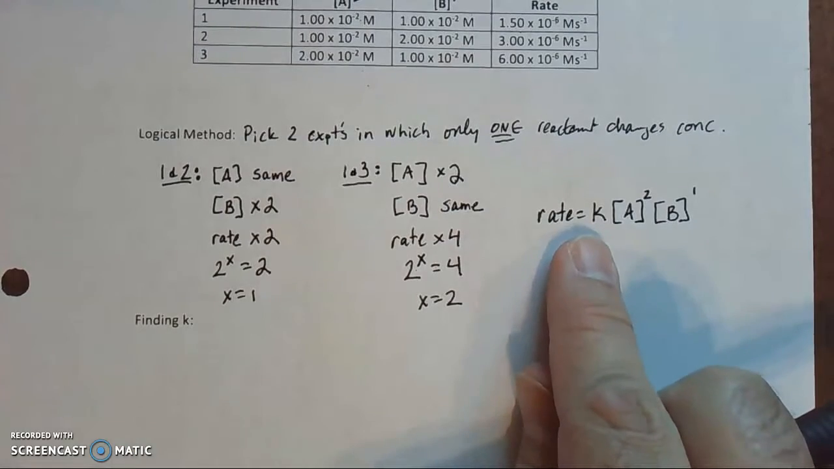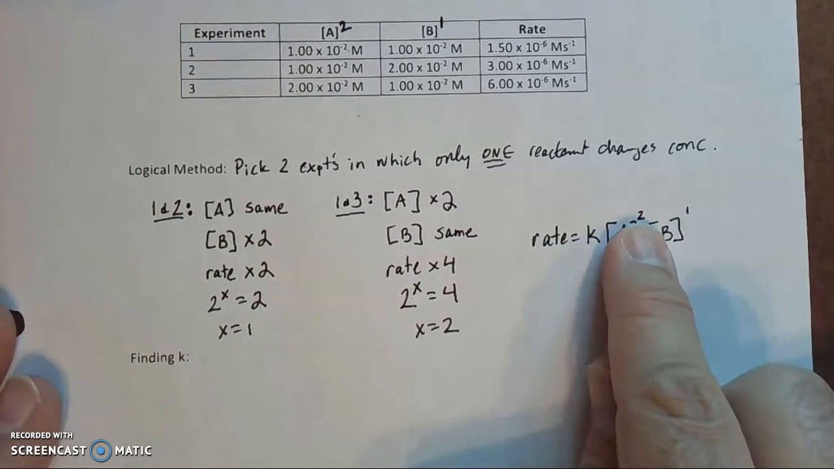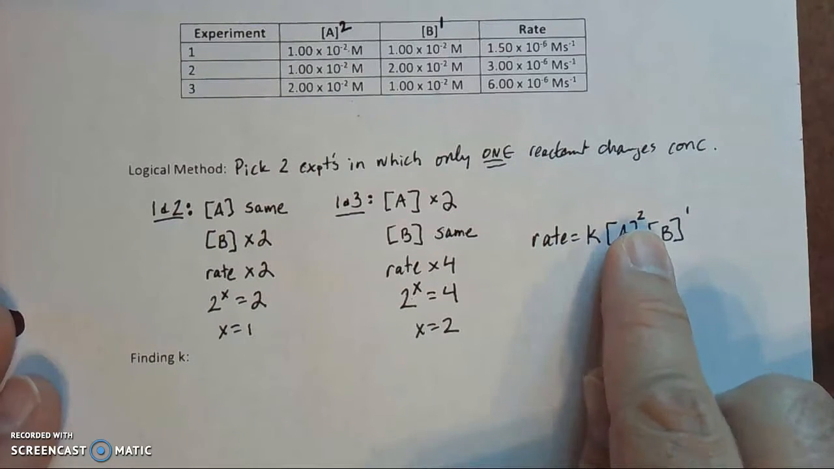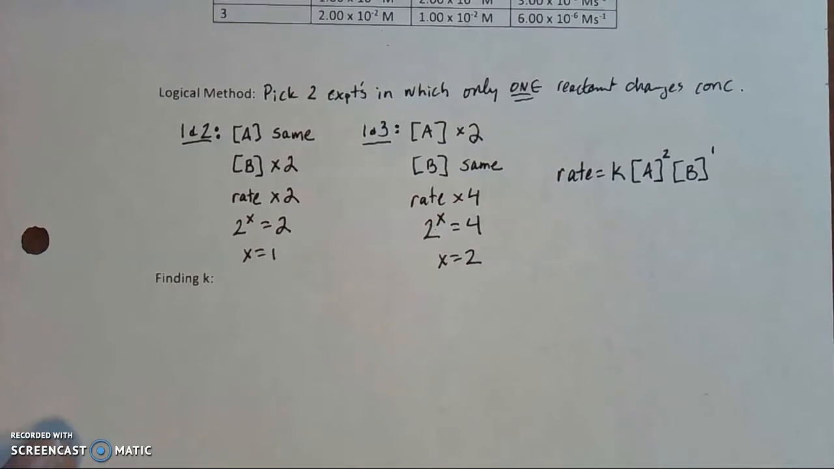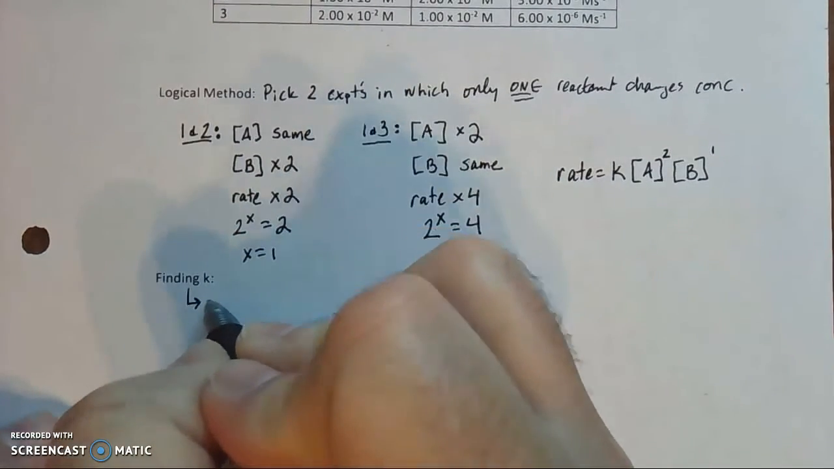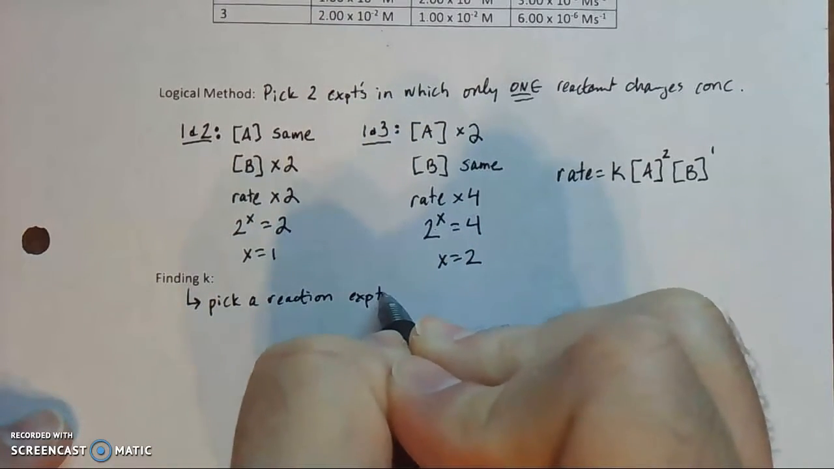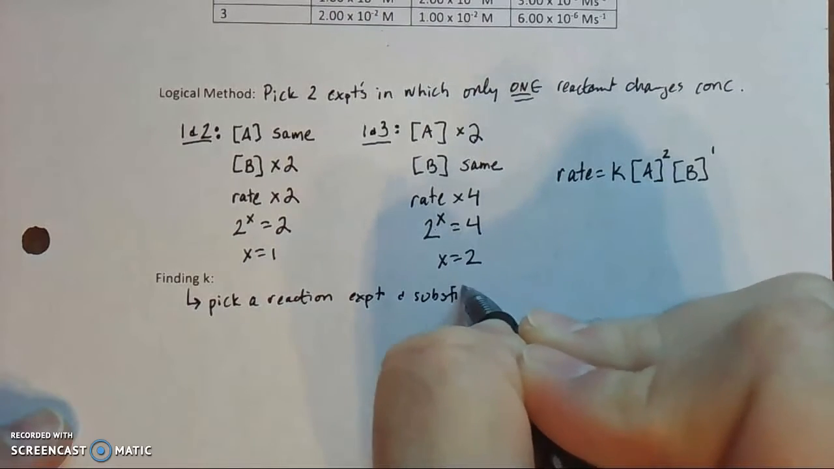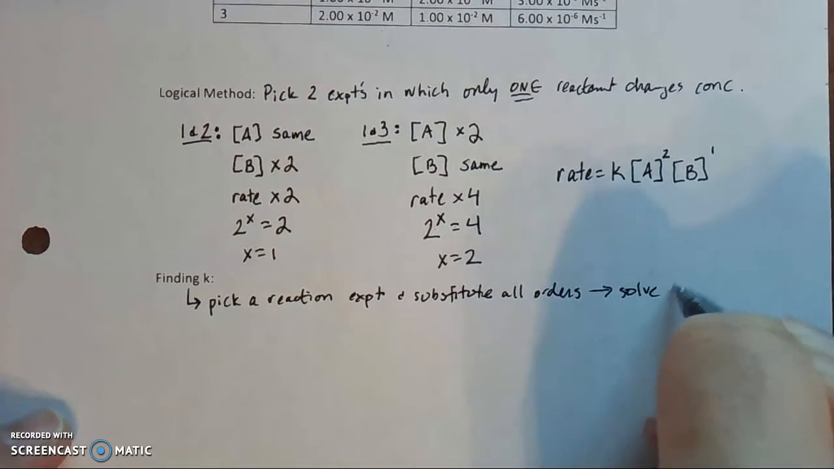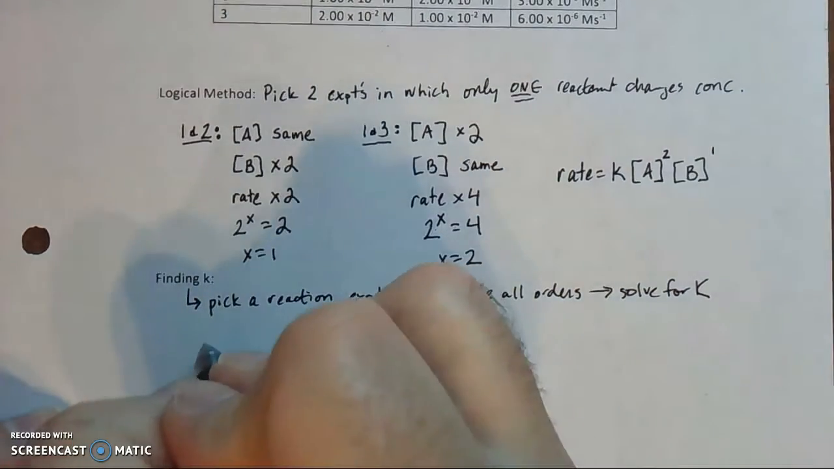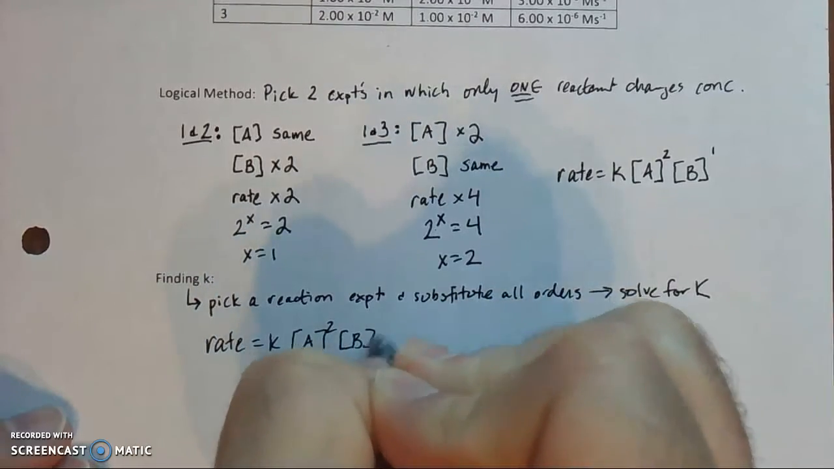So k is this constant, and we can only find k by using one of our experiments, our determined orders that we figured out, and a rate, and then we can solve for k mathematically. So I always pick the first reaction. Pick an experiment, substitute all orders, and solve for k. So I know that our rate is equal to k times A squared times B to the first.